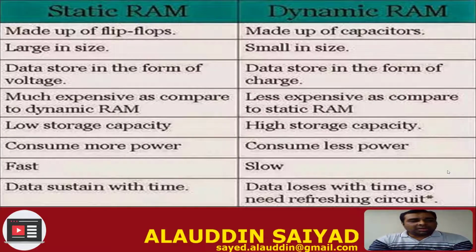Static RAM has low storage capacity, whereas dynamic RAM has higher storage capacity. Static RAM consumes more power, whereas dynamic RAM consumes less power. The static RAM is faster in processing, whereas the dynamic RAM is a little bit slower. Static RAM sustains data with time, whereas dynamic RAM data is lost with time, so it needs a refreshing service.